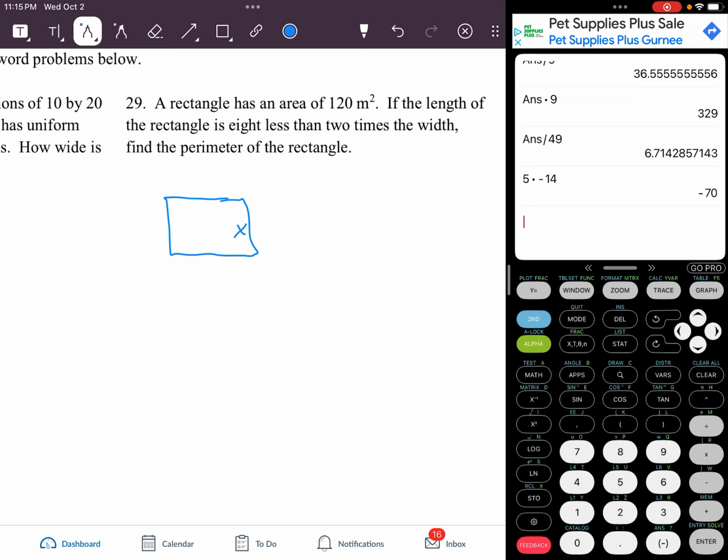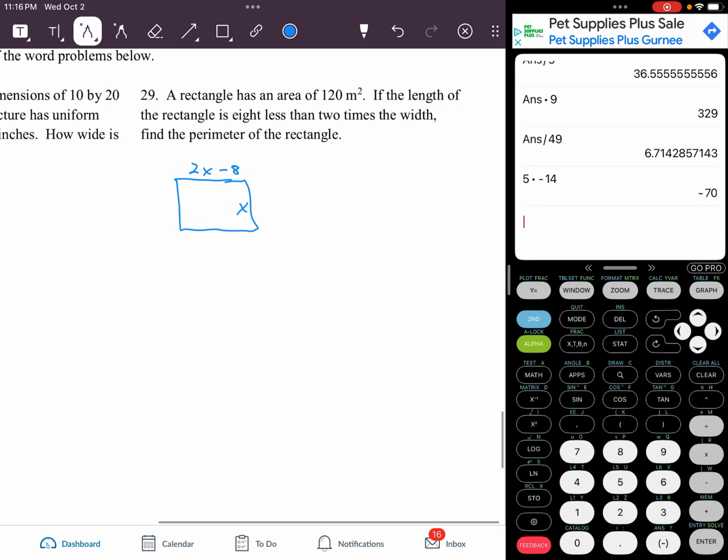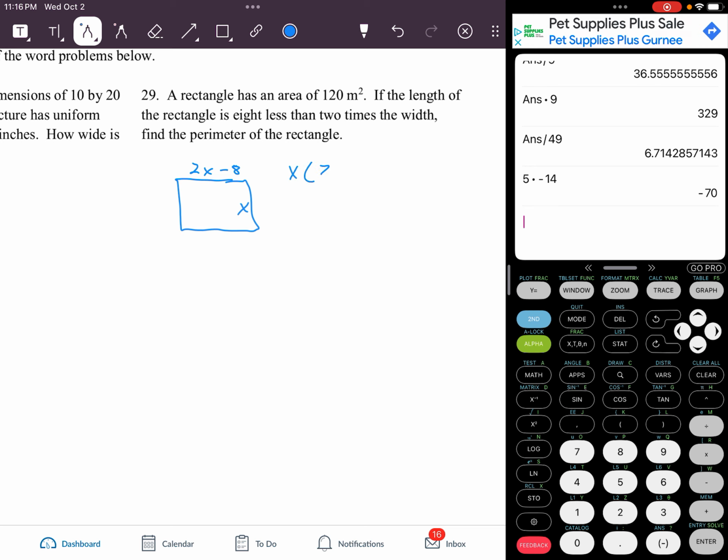So let's kind of work backwards. 2 times the width, because the width is x, and 8 less than that. There we go. So these are dimensions, x and then 2x minus 8. So we can multiply this out. x times 2x minus 8 equals, the whole area of that is 120 meters.